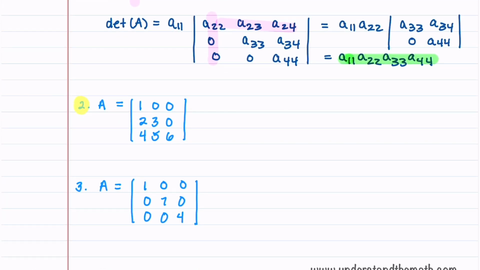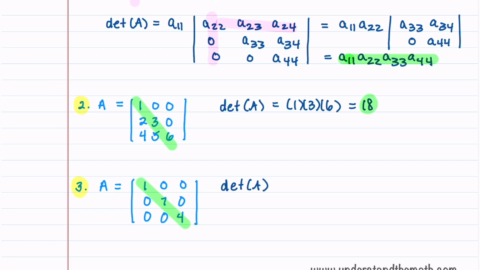Let's now look at our second example. It's a lower triangular matrix, and we're not going to go through the derivation on this one. We're just going to remember that the answer for the determinant is the product of the entries along the main diagonal. So we have determinant of A is just 1 times 3 times 6 for a value of 18. Our third example is a diagonal matrix. So again, just like the second example, our answer is just going to be a product of the entries along the main diagonal. So it's going to be 1 times 7 times 4 for a value of 28.